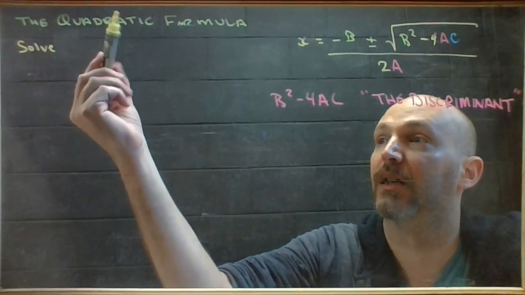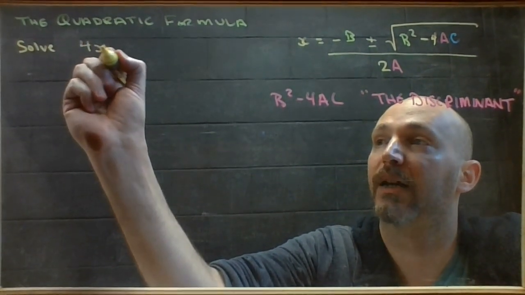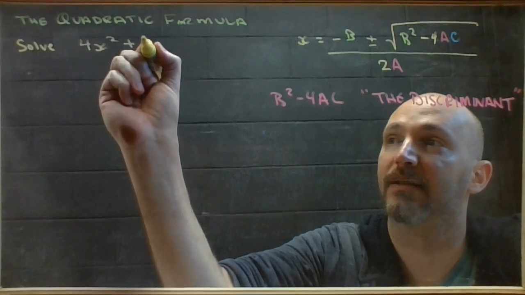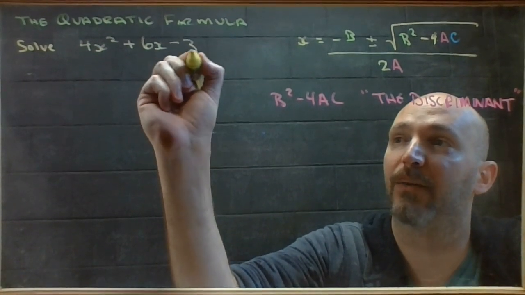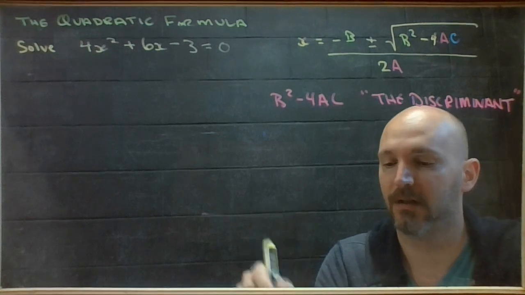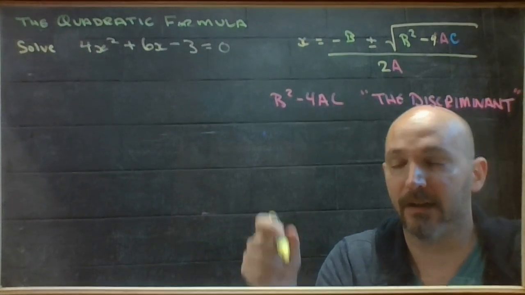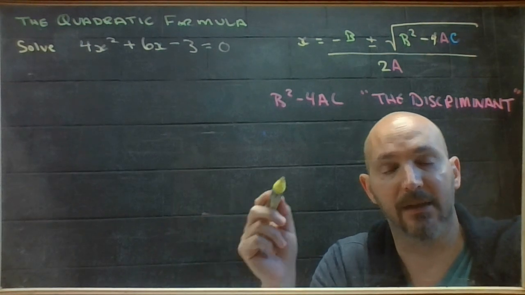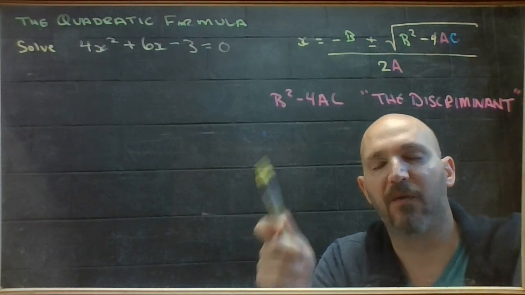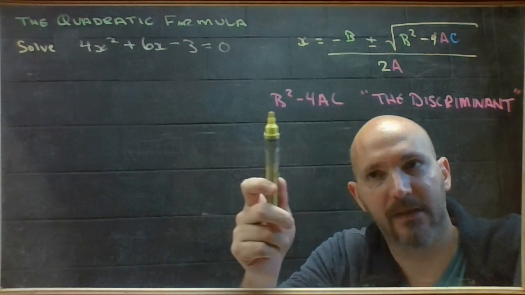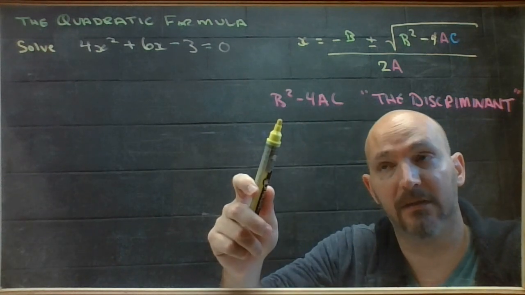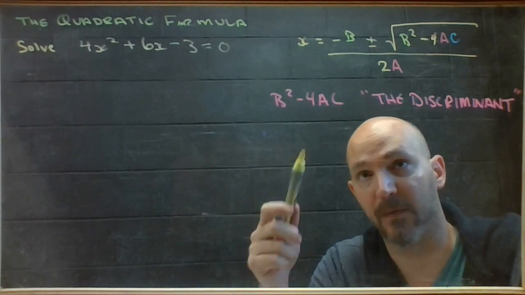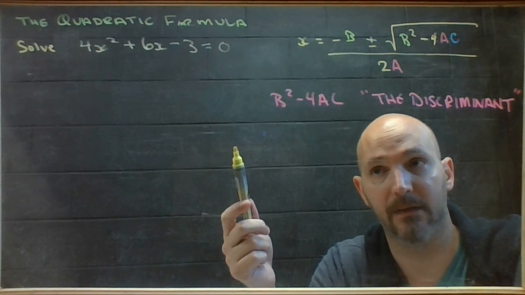So let's try 4x squared plus 6x minus 3 equals 0. Now, in a minute, I'm going to dump all these numbers into the quadratic formula and get a solution. But before I do all that work, why don't I just give it the sniff test here and see if it's going to have an error in it before I write all that stuff down.